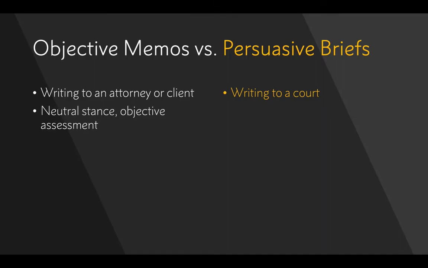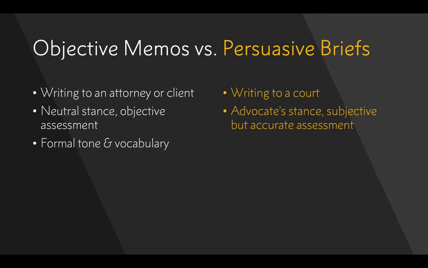Now, the stance in an objective memo is neutral. You're trying to be objective and honest. You have to be honest as well when you're writing a persuasive brief, but you are writing as an advocate, which means that you can highlight things that are more favorable for your side while still bringing up the things that are negative, while trying to distinguish them, as we've talked about before in class. The tone and vocabulary are the same for both, so there's nothing really different there.